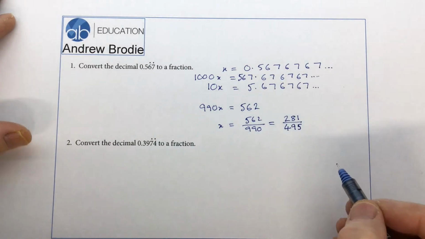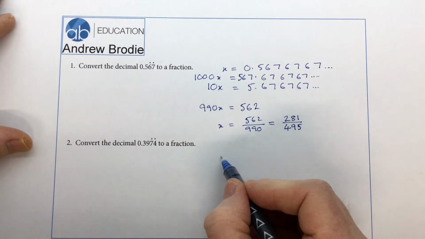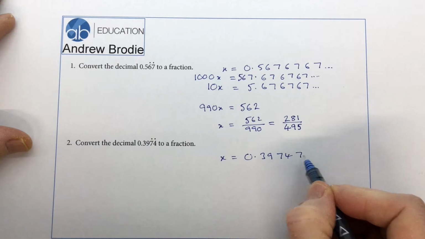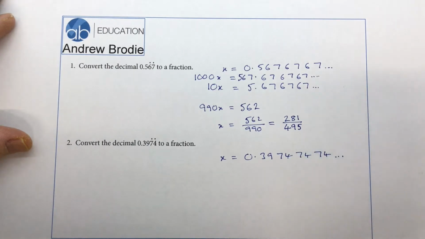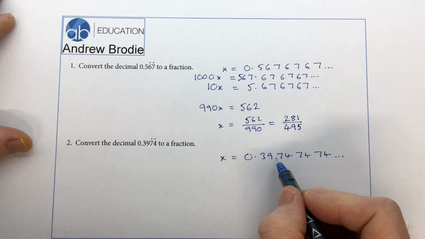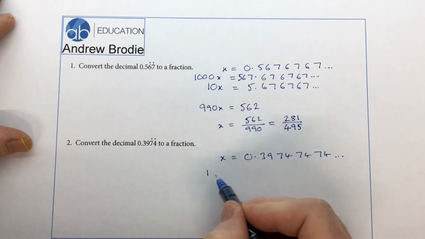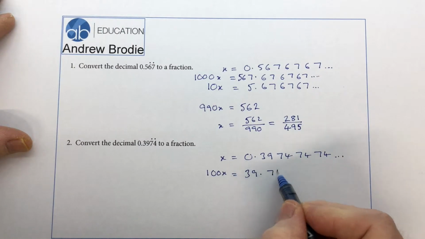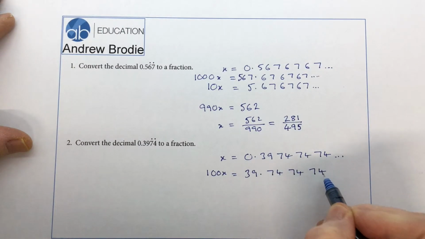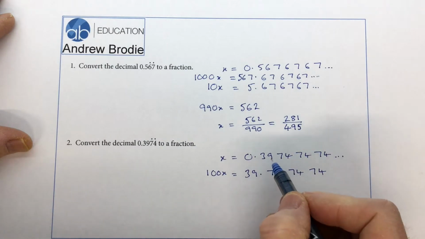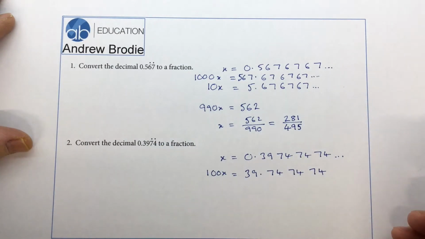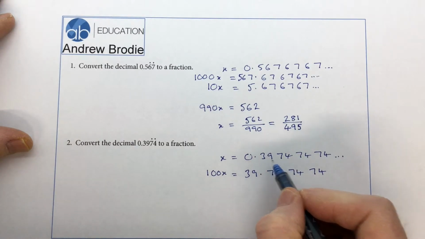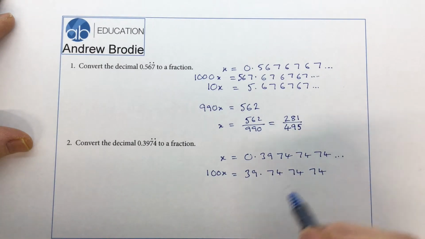So we'll do a similar job with this one. We're going to say x is equal to 0.39747474, and so on. But this time we've got to get that far along. So we'll do 100x equals 39.747474. So now we've moved the 39 out of the way because it's only the 7 and the 4 that are recurring. We're going to have to multiply by 10,000 though, because there's 4 places, 1, 2, 3, 4, to get to the next 7, 4.